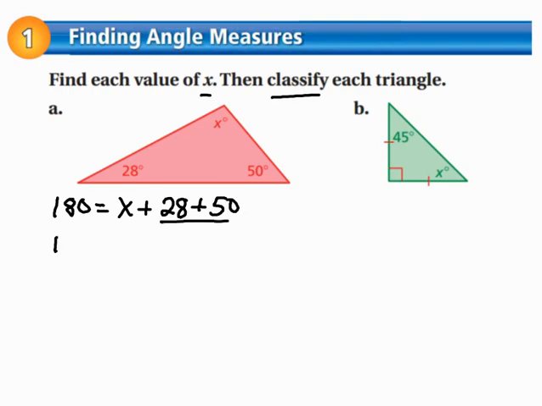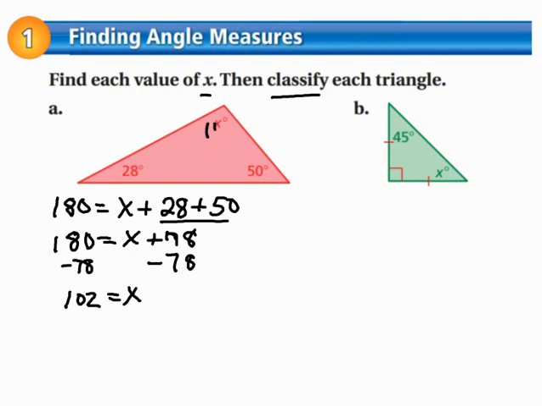Combining the like terms, 180 equals x plus 78. Now we're going to subtract 78 from both sides. We get 102 equals x. So the measure of this angle right here is 102 degrees.